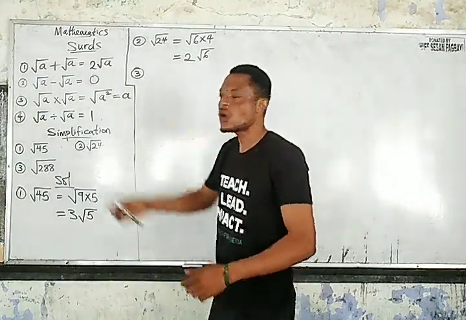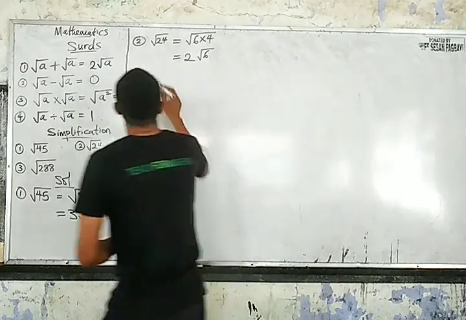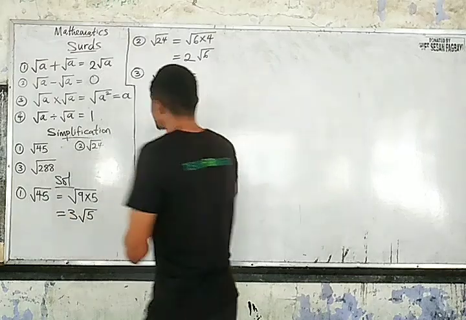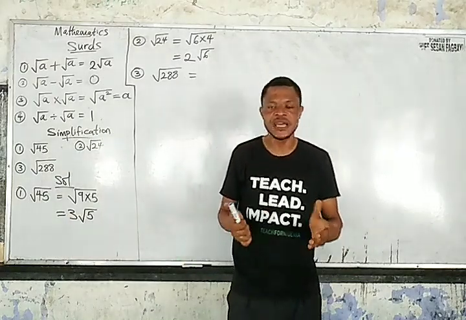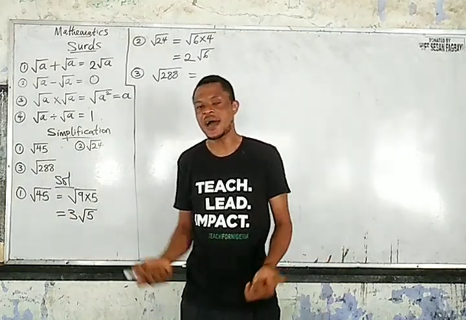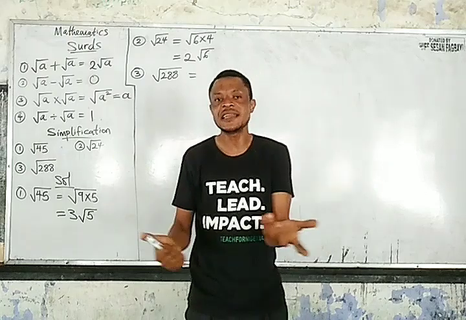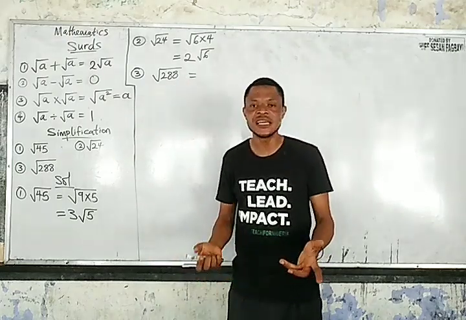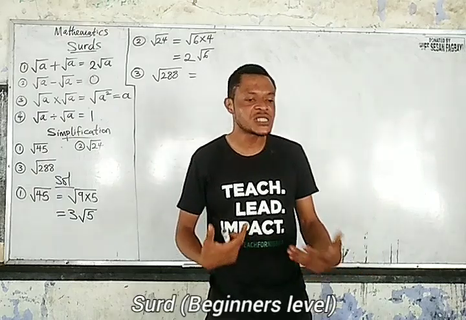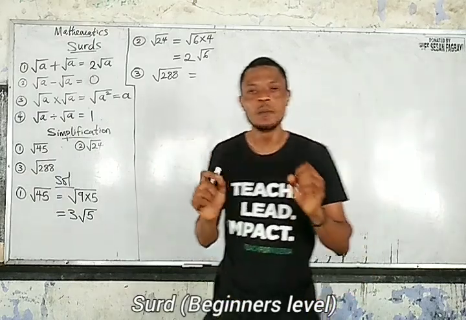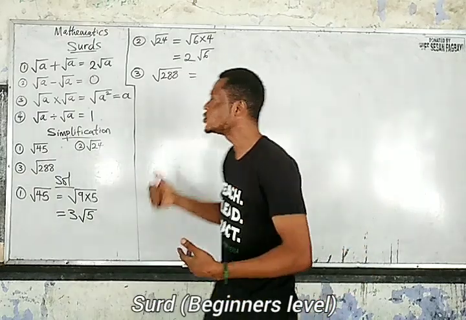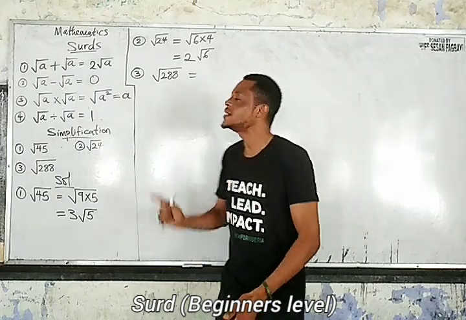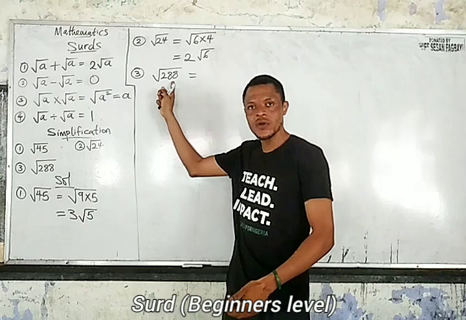Root 288. So to think this one straight, I understand that a couple of students might have issues to identify the perfect square that we have as factors of 288. All we just need to do is to simply pick on our calculator to make it faster for us. We can start to divide this figure till we identify a perfect square that matches the figure we have here.